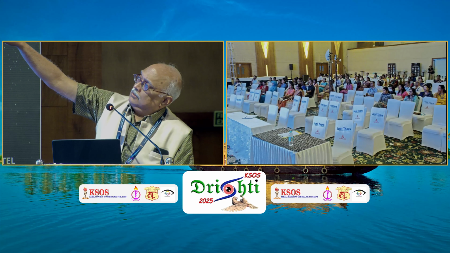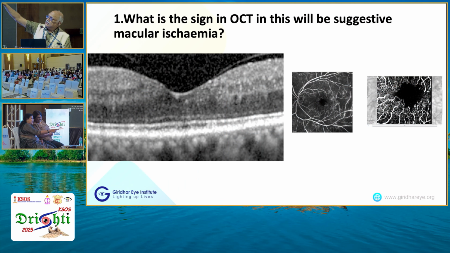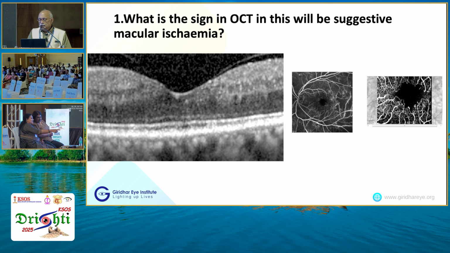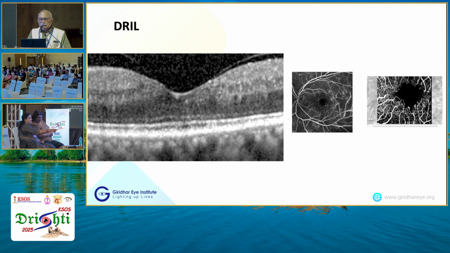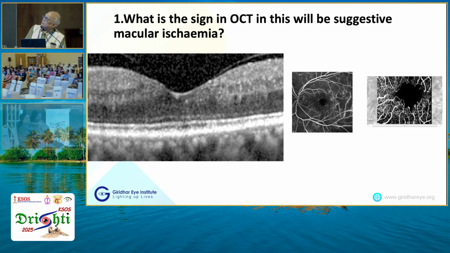Okay, so this is the outer plexiform, outer nuclear, inner plexiform, inner nuclear layers cannot be traced in the OCT scan. So it is called disorganized retinal inner layers. This is a sign of ischemic maculopathy, and that could be the cause for defective vision in spite of good response to treatment with anti-VEGF. So that is the drill. All of you should be able to diagnose this in OCT.